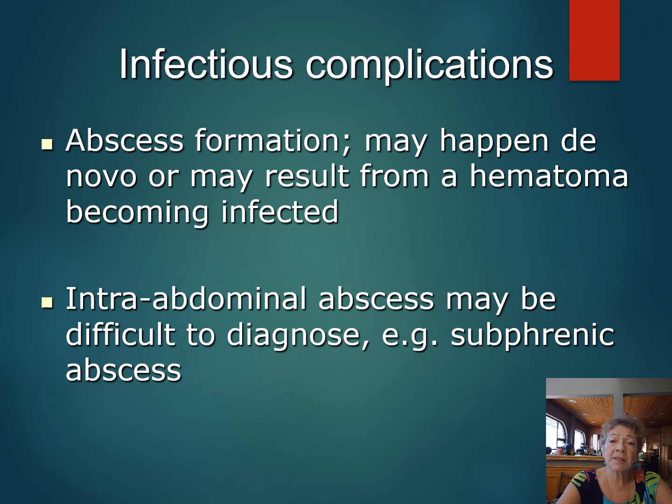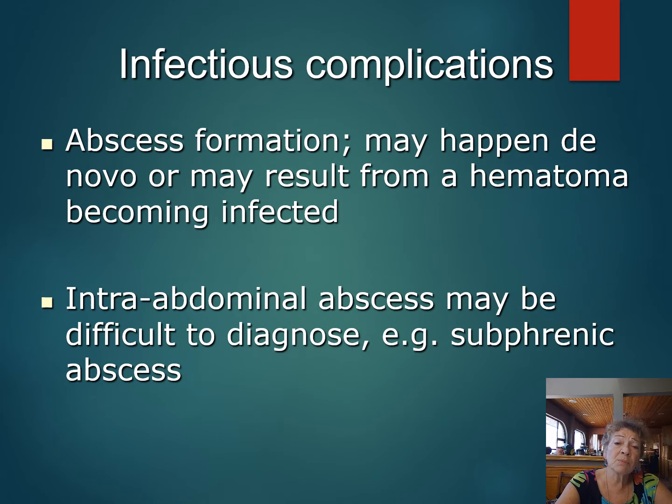And an abscess can happen de novo if there's infected fluid in the incision, but it's more likely to result from a hematoma that becomes infected. This is one of the reasons why we really insist on very, very good hemostasis. You don't want any seeping vessels, especially in the abdominal wall after a caesarean section. Any collection of blood is at high risk of becoming an abscess if it becomes infected.